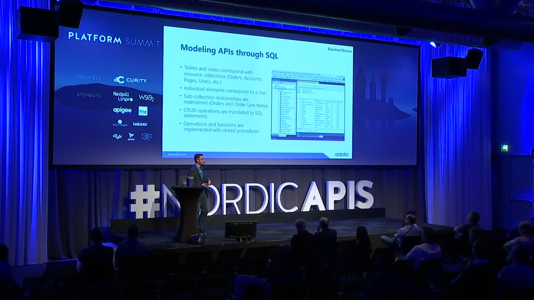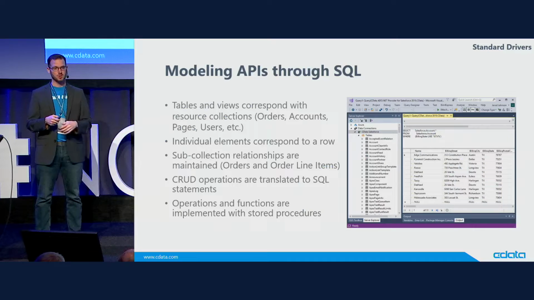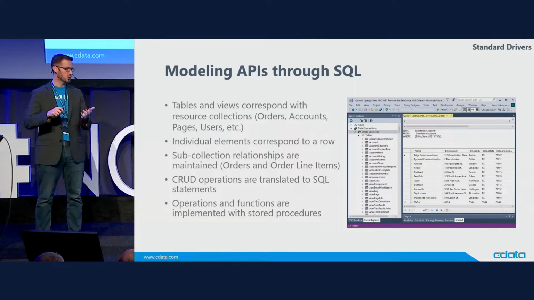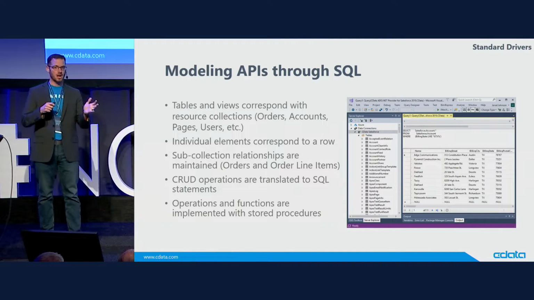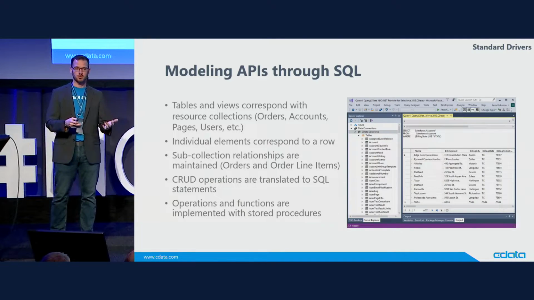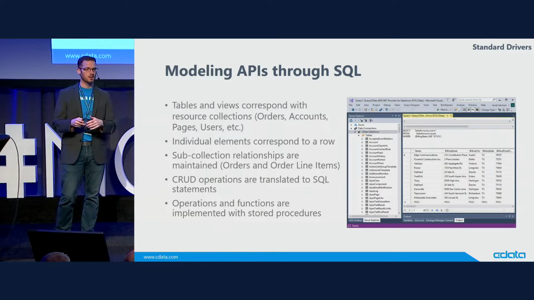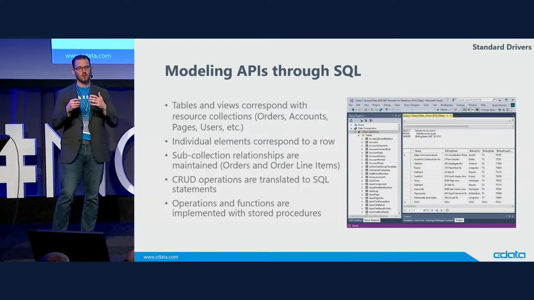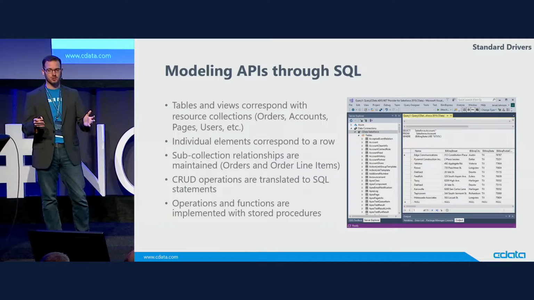So what does that look like? What does it look like to provide SQL access to an API? How do you model an API as a database? Your tables and views are going to correspond to your resource collections. So things like orders, accounts, pages, users, all of these, what would typically be API endpoints, get surfaced as tables and views within whatever framework, whatever language, whatever application you're using.